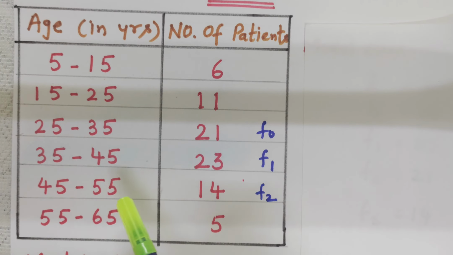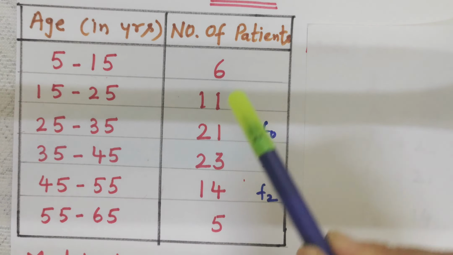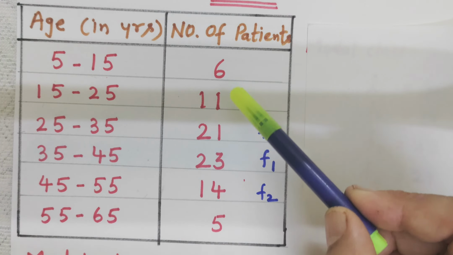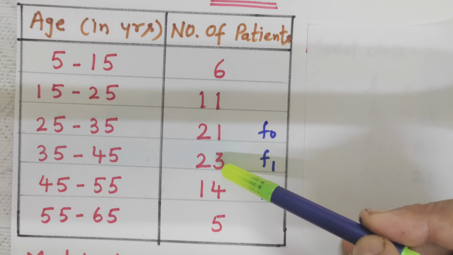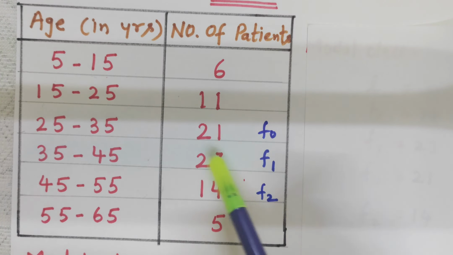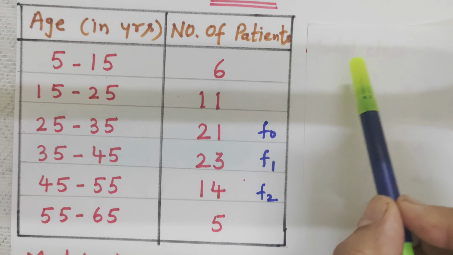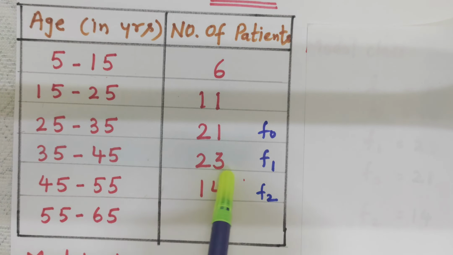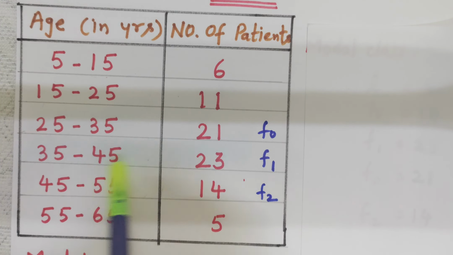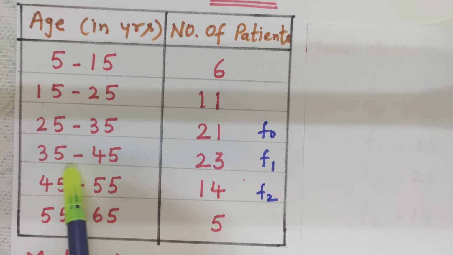To calculate the mode, first of all we'll find the highest or maximum frequency. Here you can see the maximum frequency is 23. So therefore 35 to 45 is the modal class. For calculation of mode, first of all we need to find the modal class, and the modal class is the class which has the highest frequency. The highest frequency is 23, so the modal class is 35 to 45.